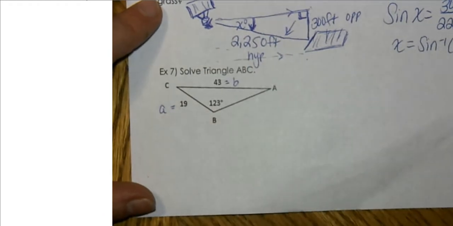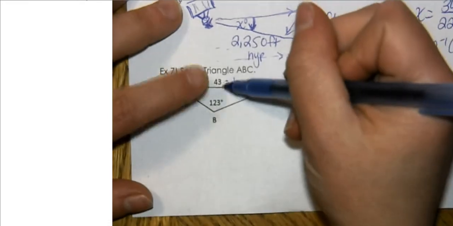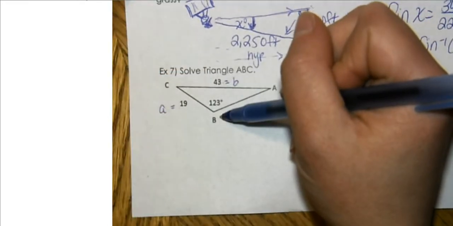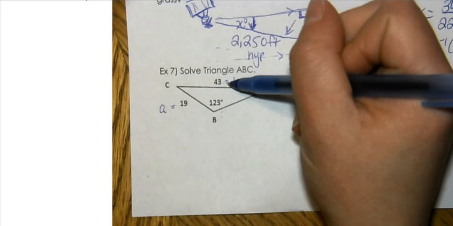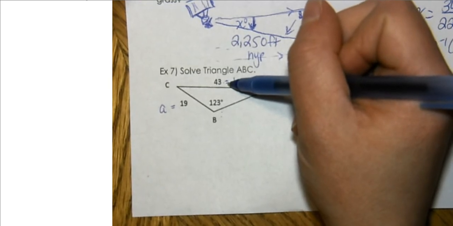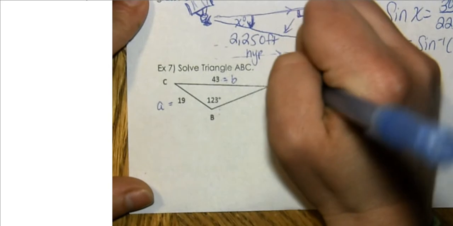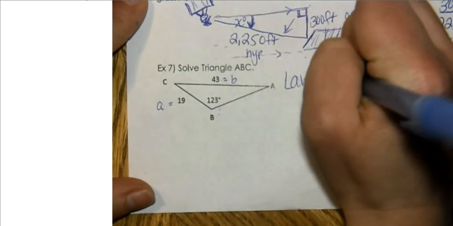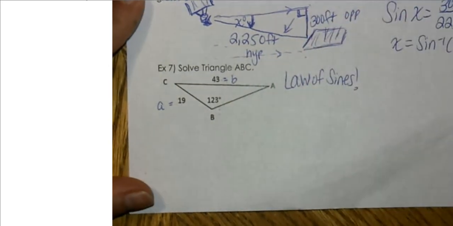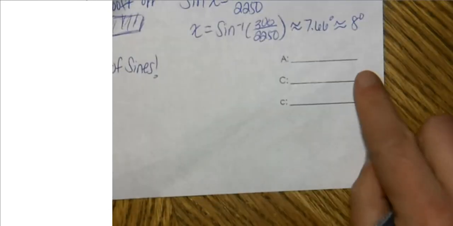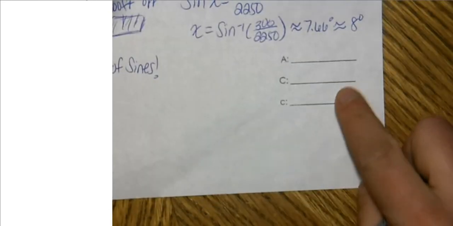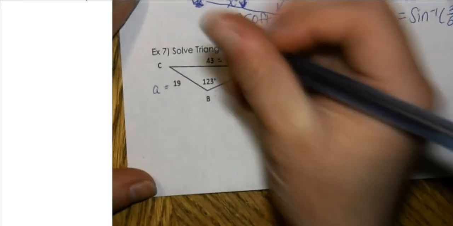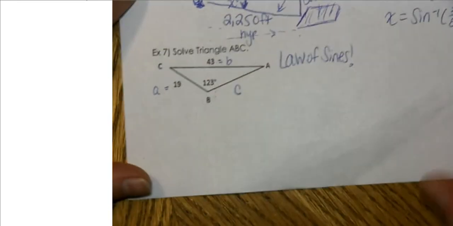And what's nice about this problem is that I am given two of a kind, an angle B and a side B. And if you are ever given two of a kind, that tells you that you're going to be working with the law of sines. So in this problem, we need to find angle A, angle C, and little c. So I'm going to mark that up, and I'll go in order of our list that we have here.